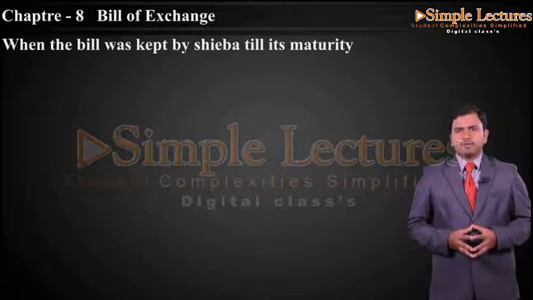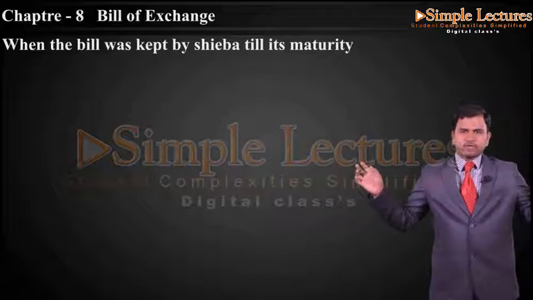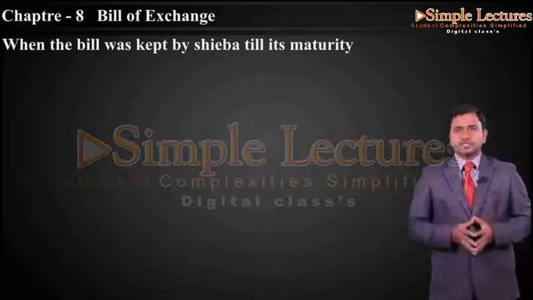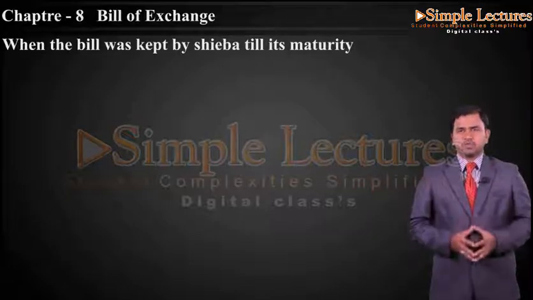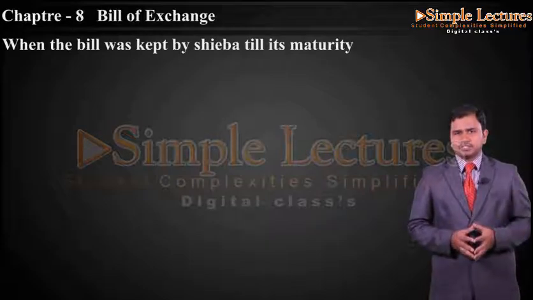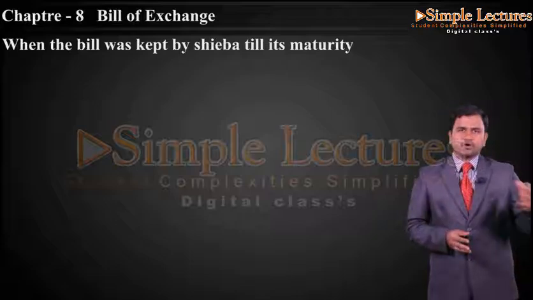So, now coming to the journal entry, the format will be date, particulars, ledger folio, debit amount and credit amount. Whenever coming to the bills of exchange here, first we have to show whether it is a credit purchase or whether it is a credit sale. And the second thing we are going to show is whether the bill has been accepted or not.